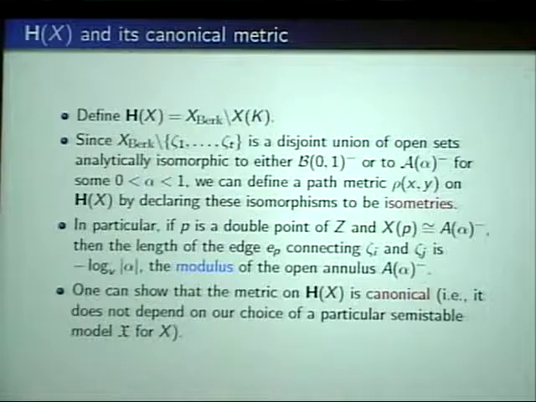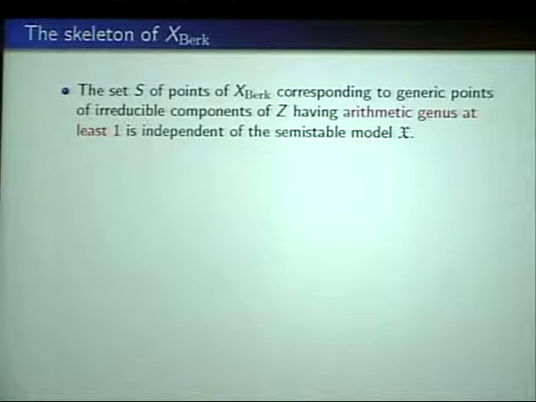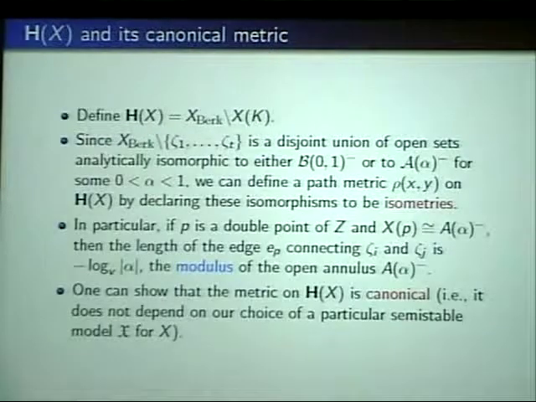And because of that, you can show that this metric is canonical. So it doesn't depend on our choice of a semi-stable model. In the Tate curve, the length of the circle turns out to be minus log absolute value q, where q is the uniformizing parameter. But you can also think of that in terms of the modulus of these open annuli.